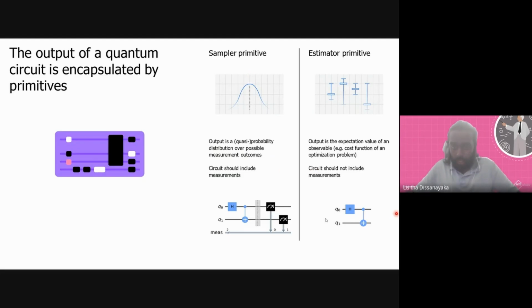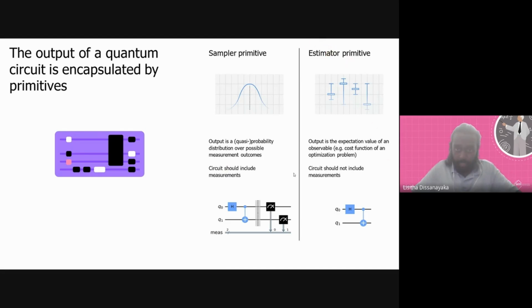For the sampler, your circuit should include measurements. See, these are the measurement gates. With the sampler, you run your circuit multiple times, collect all the measurement results, and build the statistical distribution from them. This is useful when you want to sample from a quantum state, for example, in quantum sampling algorithms, or when you are interested in the full probability landscape of your quantum computations.